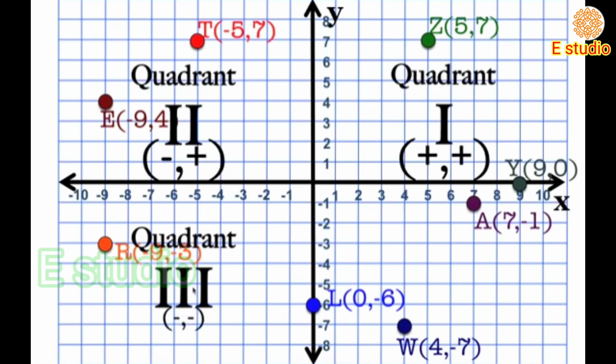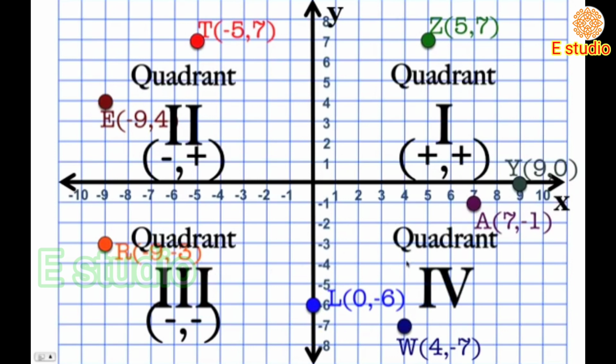Quadrant 3 is where your x is negative and your y is negative also. That's why point R has coordinates negative 9, negative 3. The x is negative and the y is negative. And over here is quadrant 4. And in quadrant 4, our x is positive and our y is negative. And that's why points A and point W are in quadrant 4. Because for point A, our x is positive and our y is negative. And for point W, our x is positive and our y is negative.